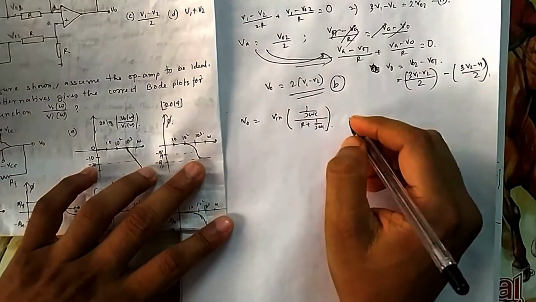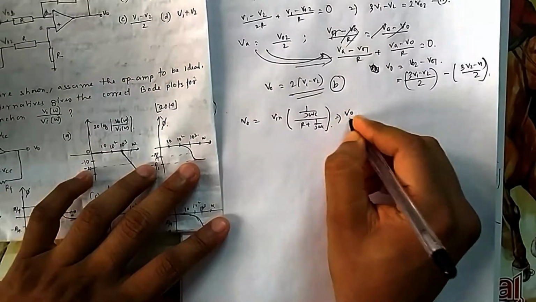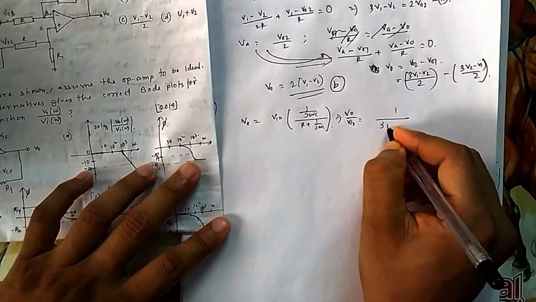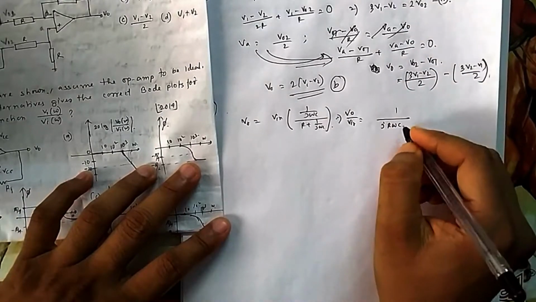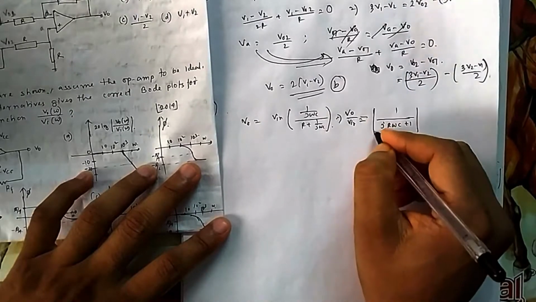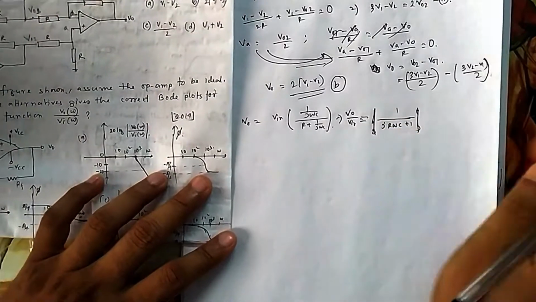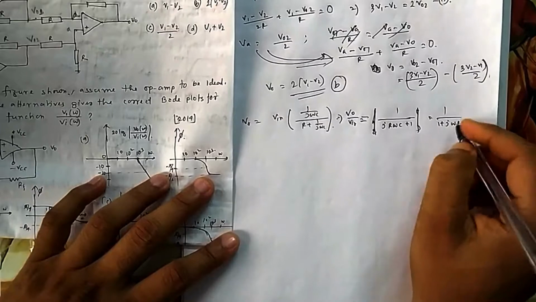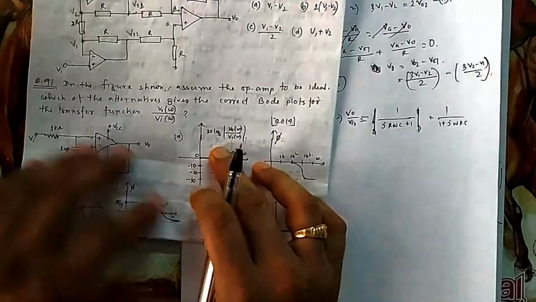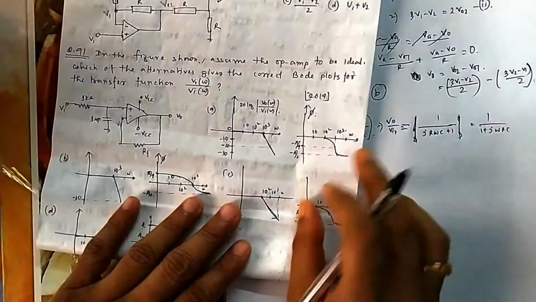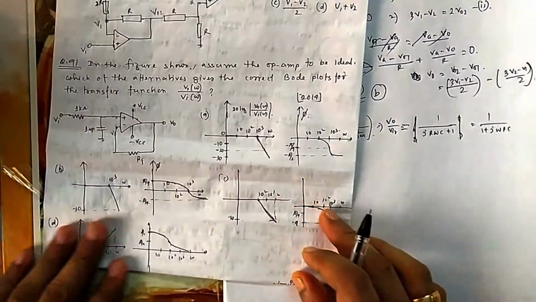So if you do it here, then V0 by Vin will be equal to 1 by (j omega RC plus 1). If I take the magnitude, forget about magnitude for now, this is this one, or 1 by (1 plus j omega RC). Let me write it clearly. For the Bode plot we need angle and magnitude both. I think you know which one is the corner frequency.